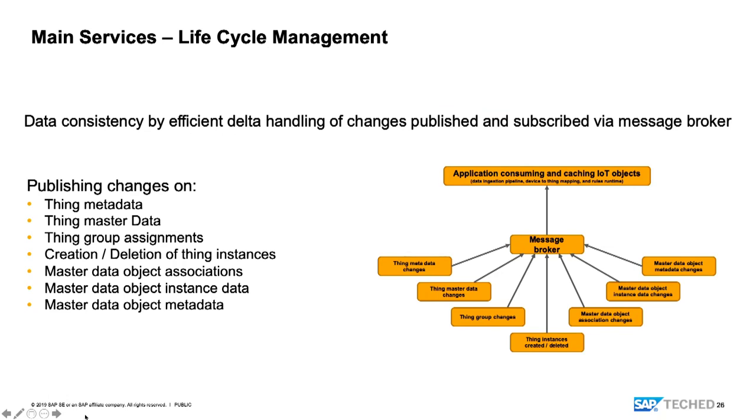Next is what we call lifecycle management. Just briefly, we've got a message broker, something that you can subscribe to and listen to if any of the things, or the master data of the things, or the metadata, so the thing types, change. Then you can change some other connected objects that you might have, and you can program on that. It's just a minor thing.